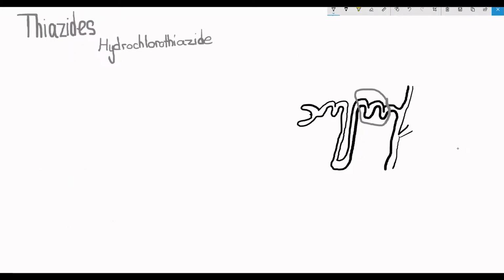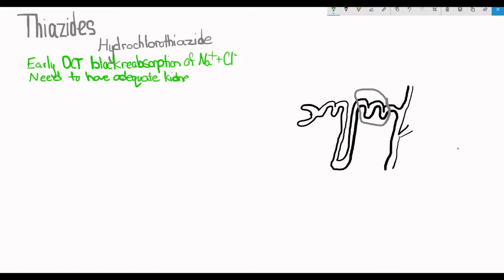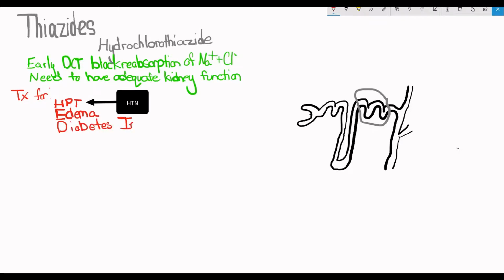Our main thiazide is hydrochlorothiazide. It blocks sodium and chloride reabsorption in the early distal convoluted tubule. You need to have an adequate renal function to be prescribed this medication, so a GFR higher than like 30. It's used to treat hypertension, edema, and diabetes insipidus, where it can reduce urine production by up to 50%.